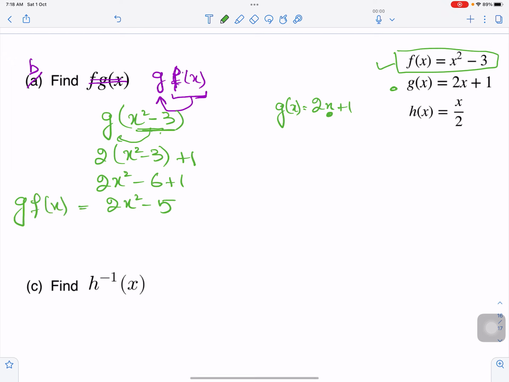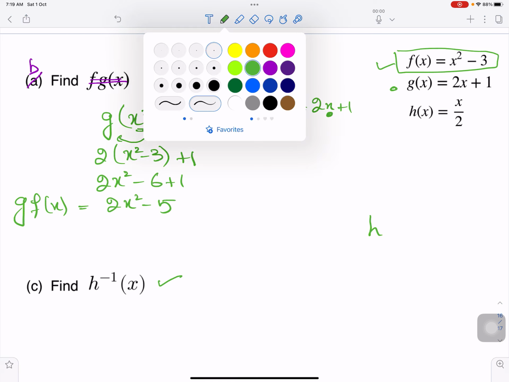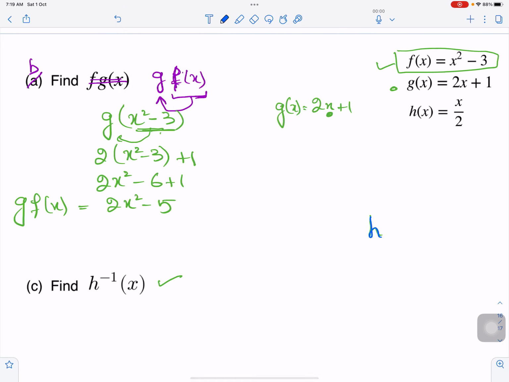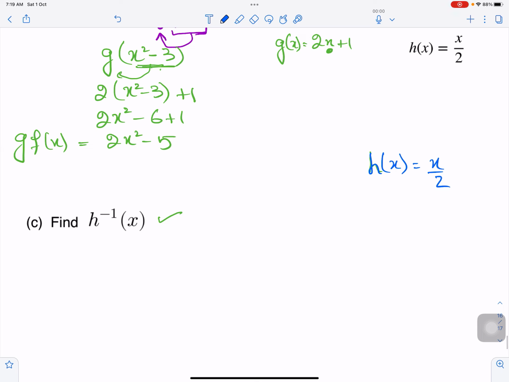Now this is h inverse x. We have done this in the previous video, but this past paper question has this c part. So I said, why not? Let's do it for the sake of revision. So h inverse x: when you do your function h, let me change the color. So function h is x upon 2. Now if you remember, we followed 3 steps. What were those steps? First of all, let me write it here neatly.